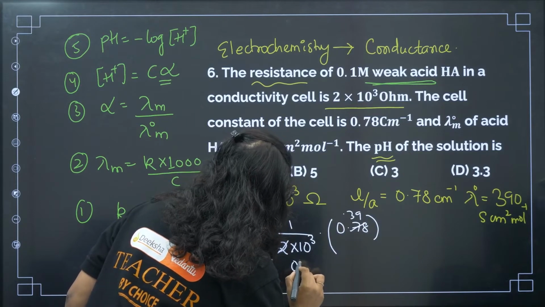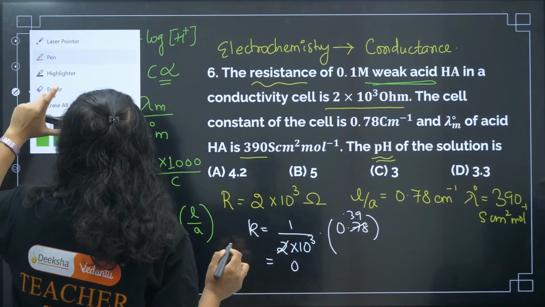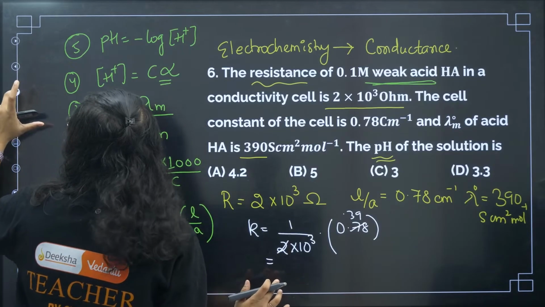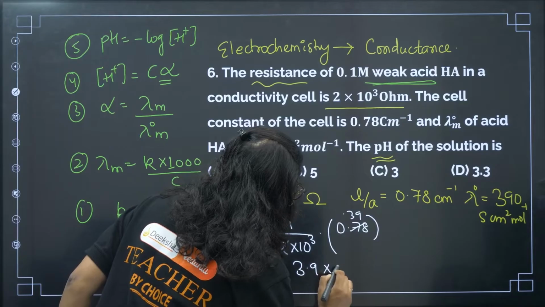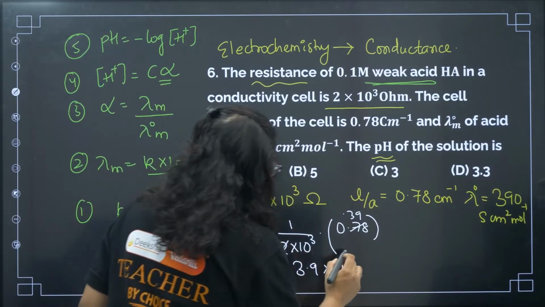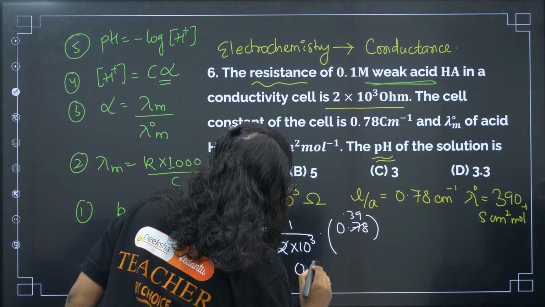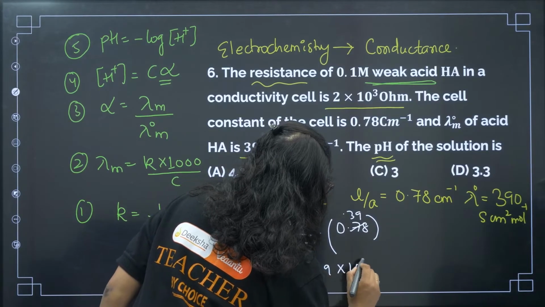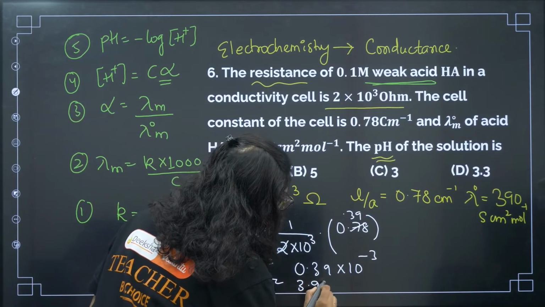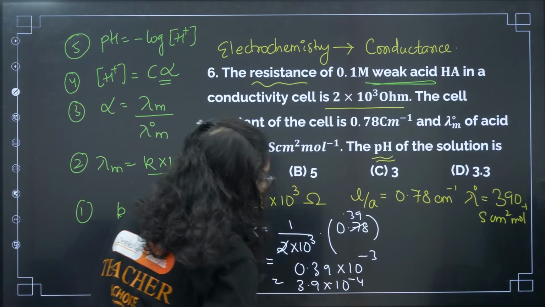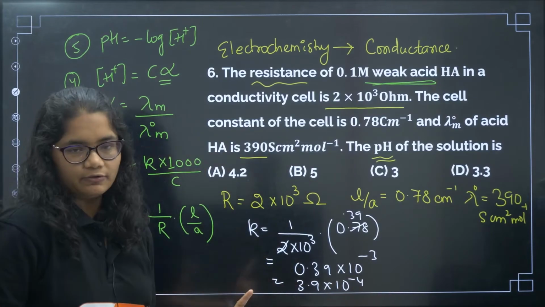So we can write it as 3.9 into 10 to the power of minus 4, right? So I got the kappa value first.